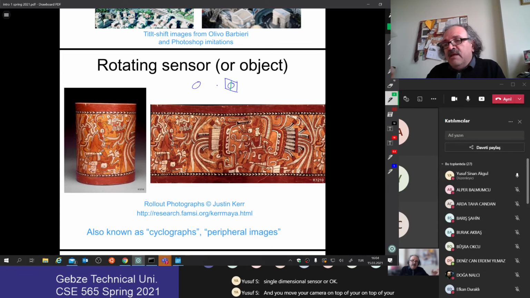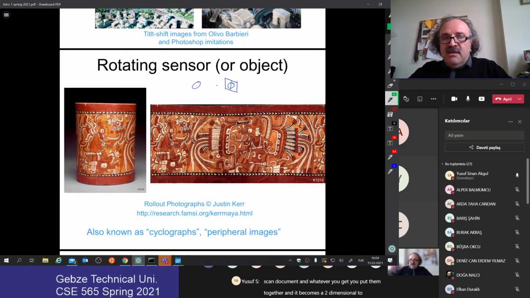scanned document, and you stitch them together as Doğa said, okay? You move your camera on top of the scanned document, and whatever you get, you put them together, and it becomes a two-dimensional image. That's how the scanners work. That's why the scanners have very high resolution. Why? Because they don't have like 1000 by 1000 sensors. They have a 4000 by 1 sensor. And if you take the image of the document by moving the sensor maybe 5000 times, it produces a 4000 by 5000 image at the end.